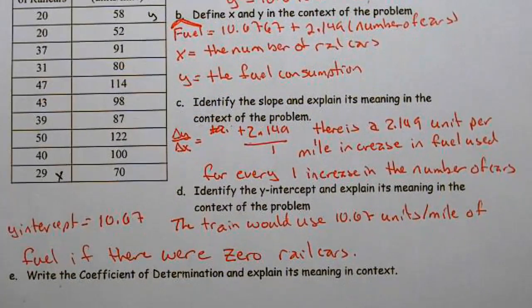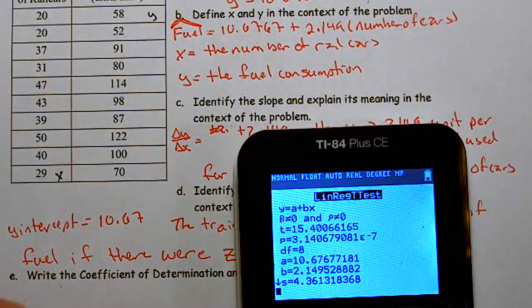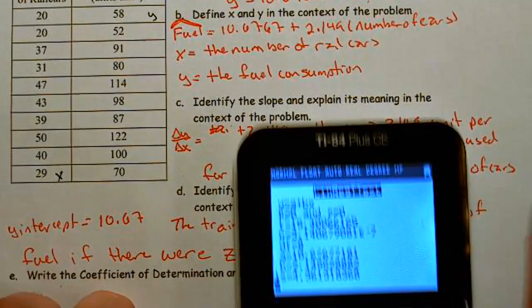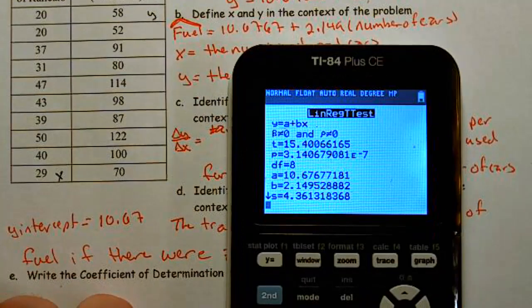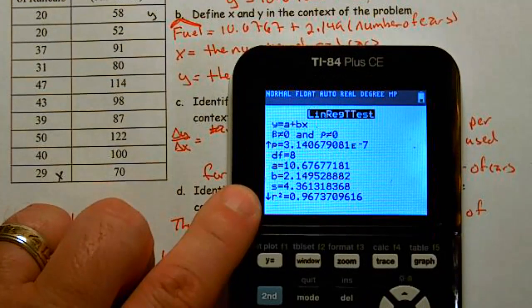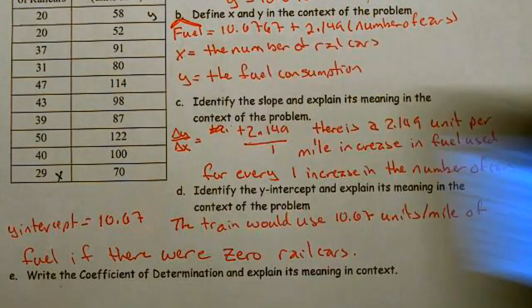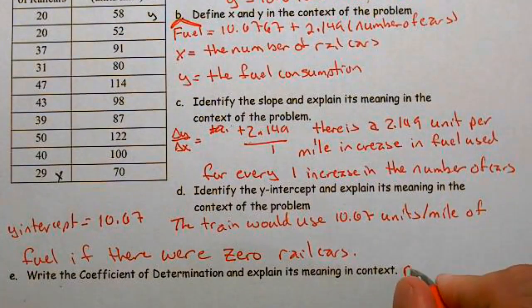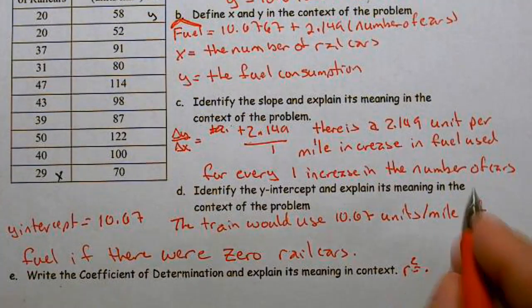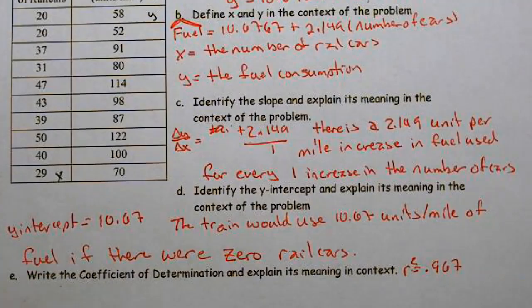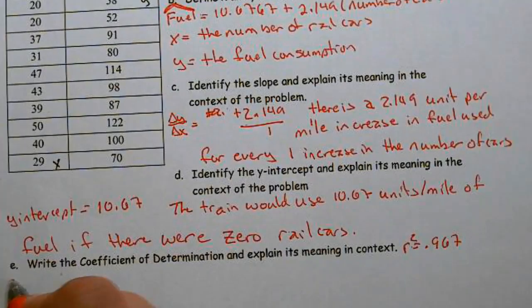Write the coefficient of determination and explain its meaning in context. So we're looking for r squared. So I need to scroll down just a little bit. There's r squared. That's a very high r squared. So in this case, r squared, the coefficient of determination, is 0.967.